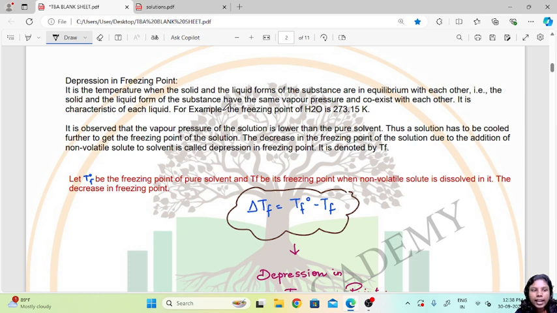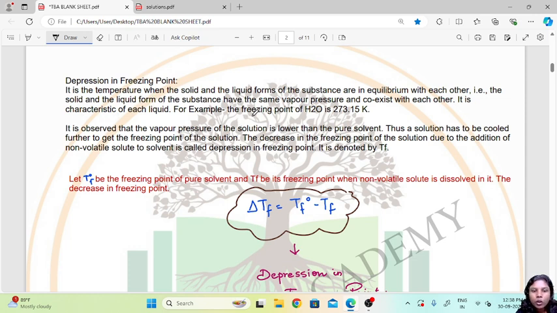That is, the solid and the liquid form of the substance have the same vapor pressure and they coexist with each other. So when we are talking about the depression in freezing point, we are saying that the solid which is present and the liquid form of the substance, these two together have the same vapor pressure, and they can exist in each other's presence. So it is a characteristic of each liquid.